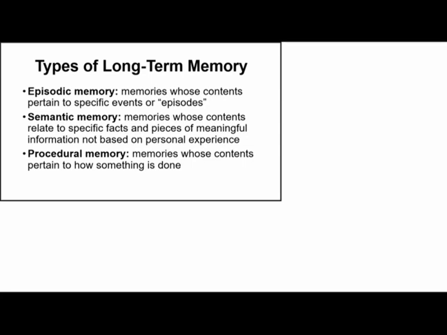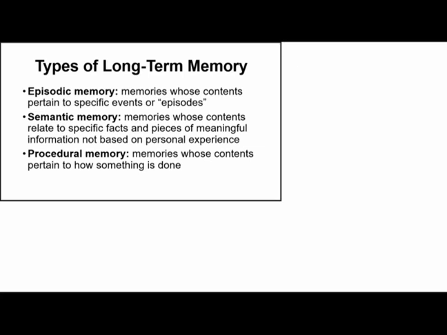Semantic memory is going to be memories whose contents relate to specific facts and pieces of meaningful information that are not based on personal experience. So this is information that you know, but isn't specifically related to your particular experiences. So if you're talking about what's the capital of Canada, or what street is this particular building on, those would be semantic memories. And again, still declarative, still explicit, because we can talk about knowing these bits of information. When we have exams, we're testing your semantic memory, your memory for facts.